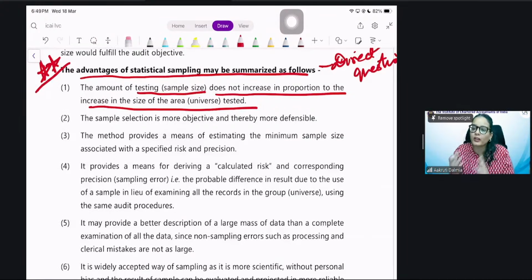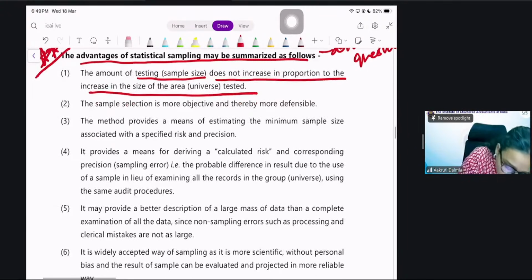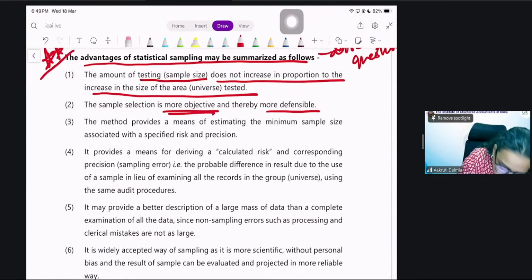the sample does not increase in proportion to the increase of size, which means if the population has increased 300 times, it does not mean that the sample will also increase 300 times, okay? The sample selection is more objective and therefore more defensible. Defensible means if someone asks you why did you choose it, it is easier to prove statistical sampling than to prove non-statistical sampling, okay? So it can easily be defensible if someone asks you about statistical sampling.